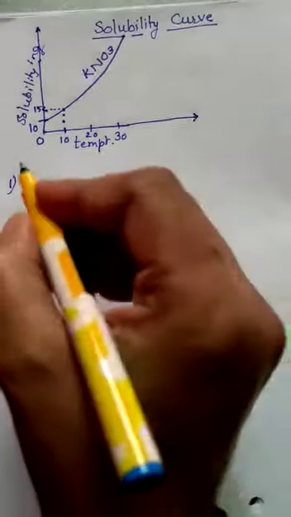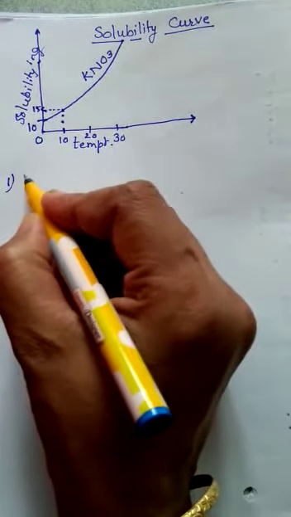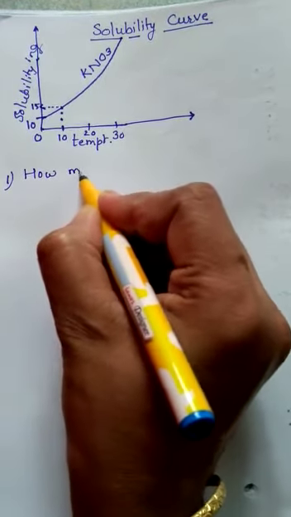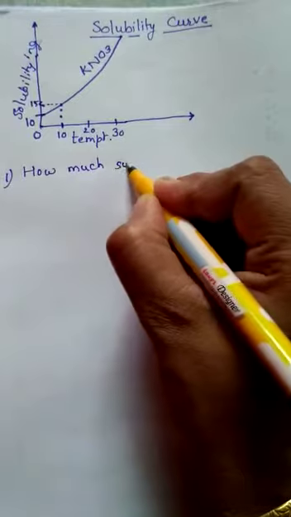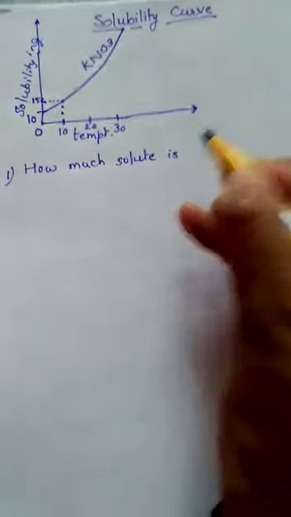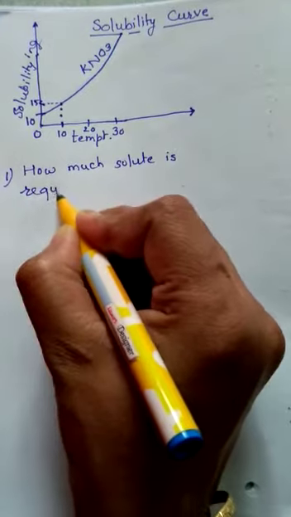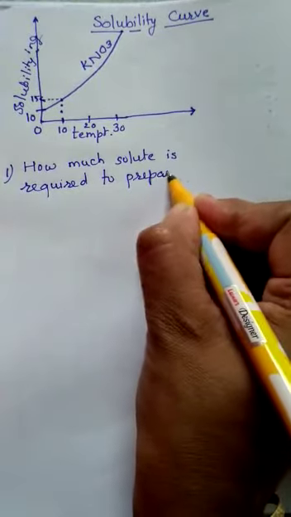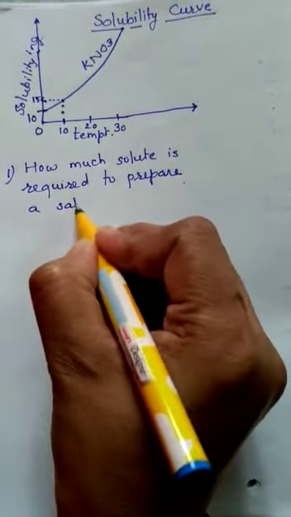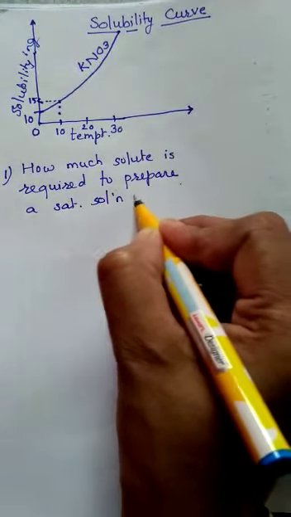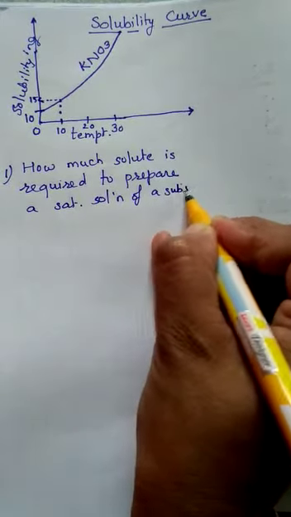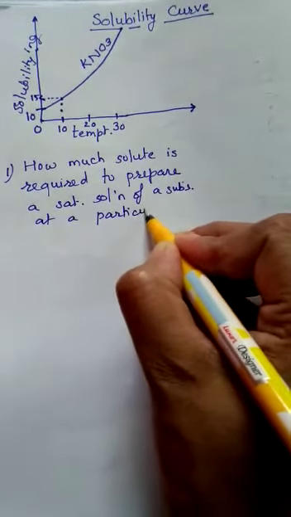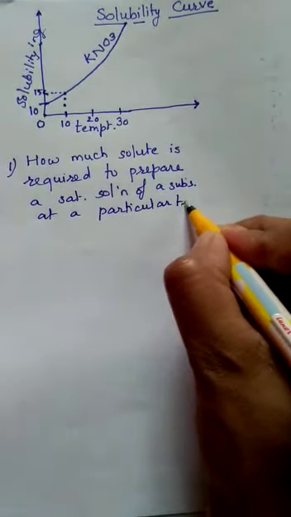So the first thing we have seen is that we can know how much solute is required to prepare a saturated solution of a substance at a particular temperature. Just by seeing this graph we'll come to know.